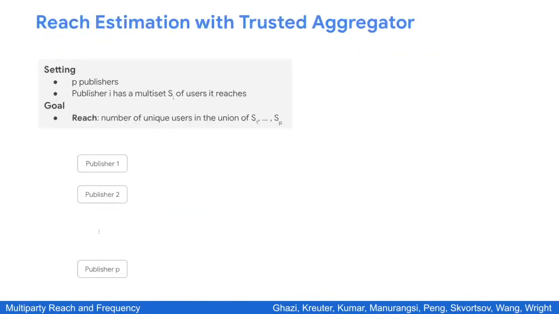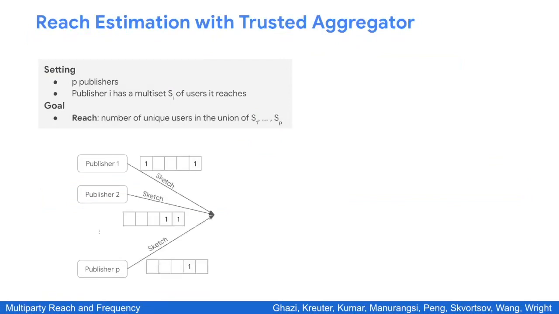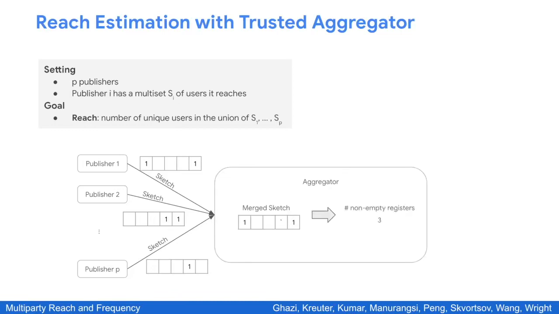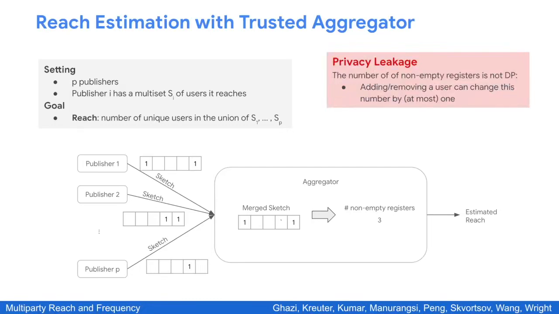In the trusted aggregator setting, each publisher i can now send their sketch instead of their entire set Si to the trusted aggregator. The aggregator then merges these sketches and computes the number of non-empty registers in the merged sketch, which, as we discussed earlier, can be used to estimate the reach. This is the entire protocol, except that it's not yet private because the number of non-empty registers depends on the input itself, and this can be sensitive data.